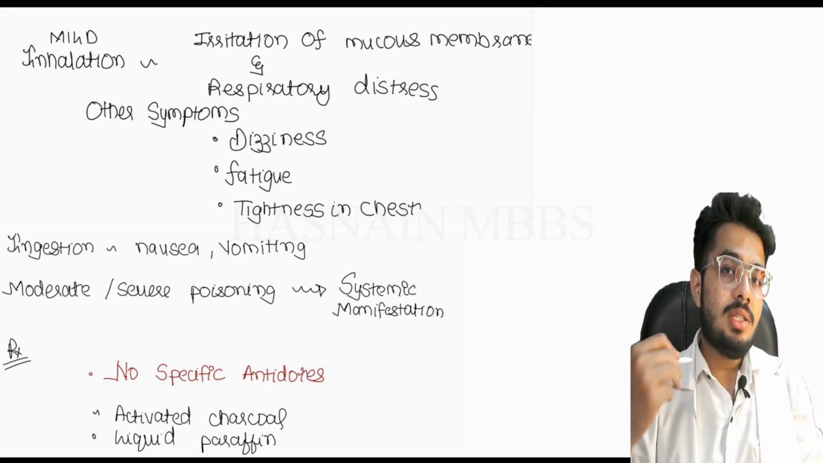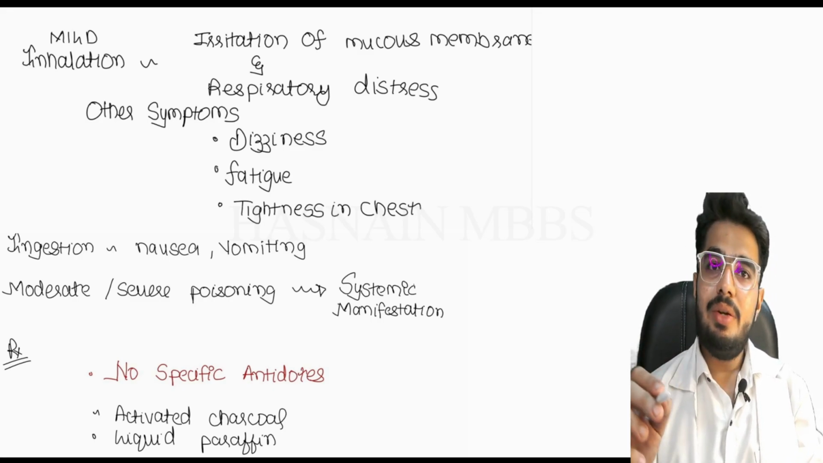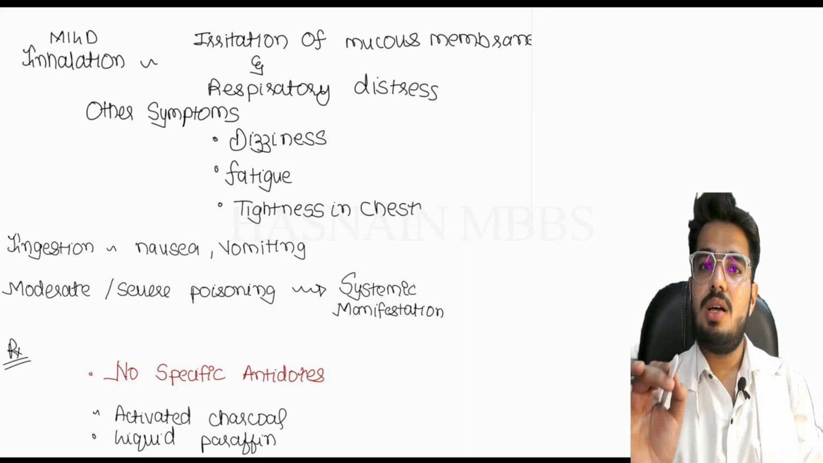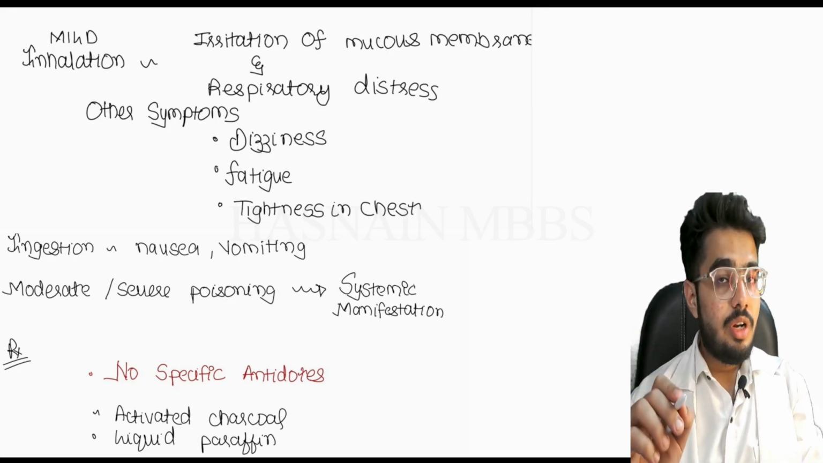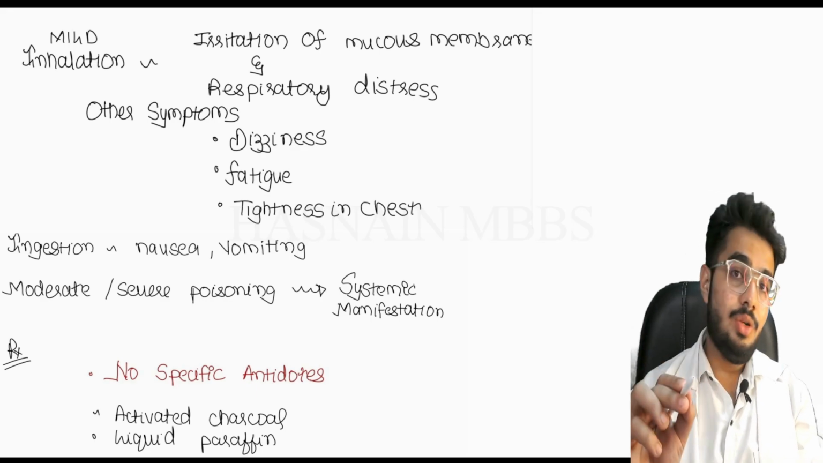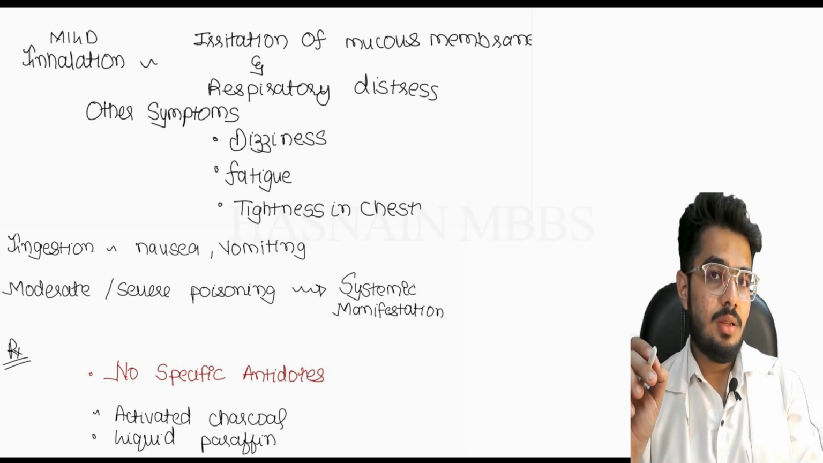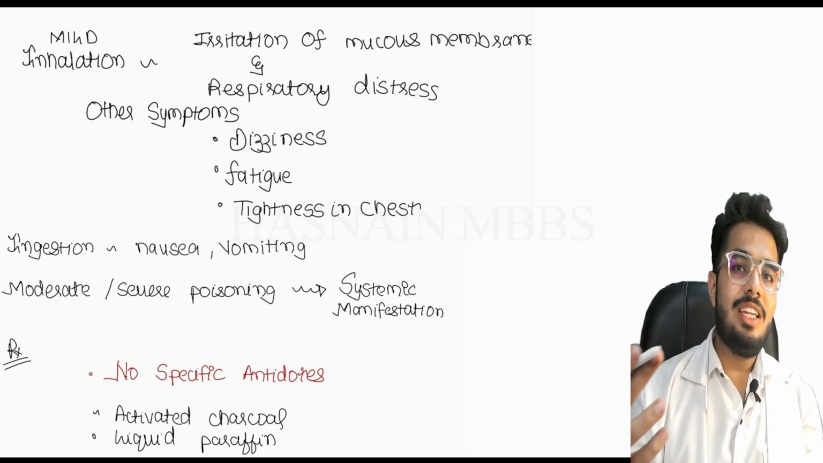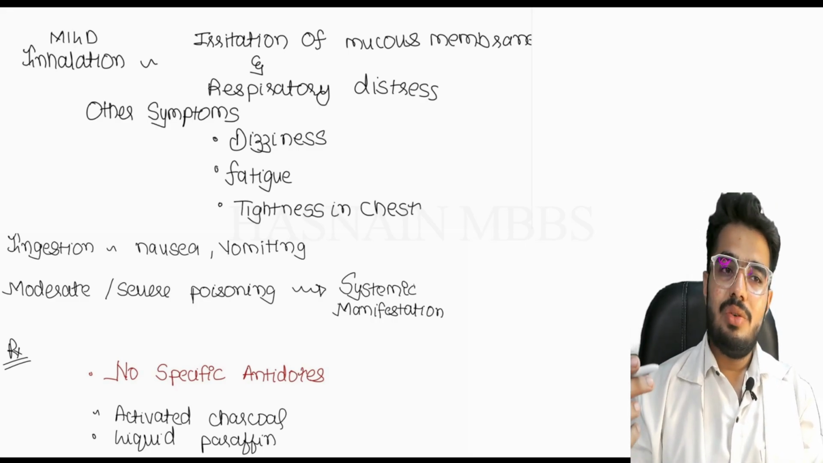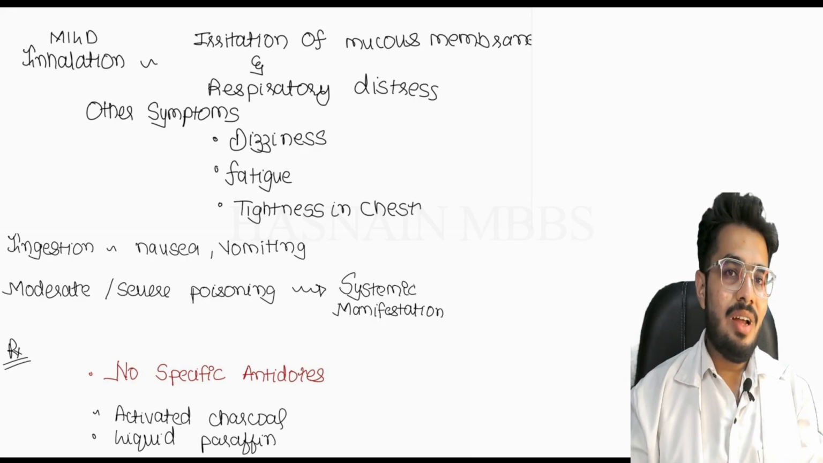This question was asked to me in my viva. I remember it was my internal viva, and this question was asked: which is the specific antidote for aluminum phosphide? So remember, there is no specific antidote in case of aluminum phosphide. So how are we going to treat the patient? We will do similar decontamination and all that. We will give activated charcoal, liquid paraffin. By this method, we will treat aluminum phosphide poisoning.